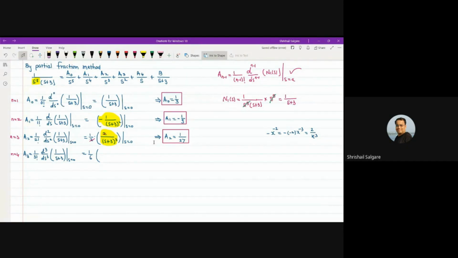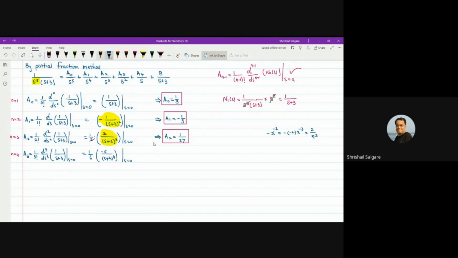I have highlighted, for n is equal to 3, the term 2 upon (s plus 3) squared. What is its derivative with respect to s? Minus 6 upon (s plus 3) raised to 4. Very good. It is minus 6 upon (s plus 3) raised to 4. And this is at s equal to 0.